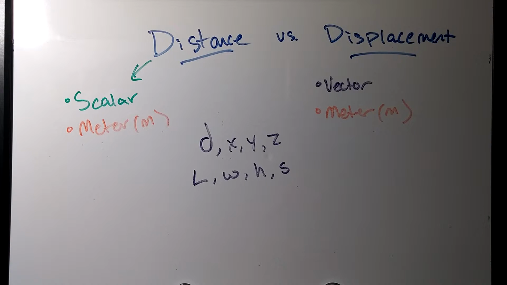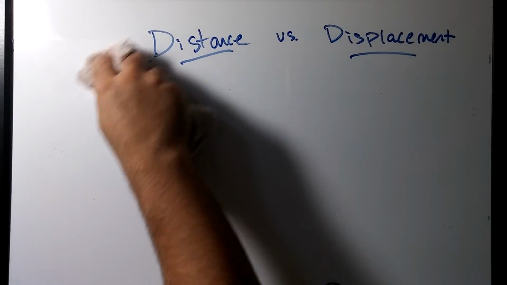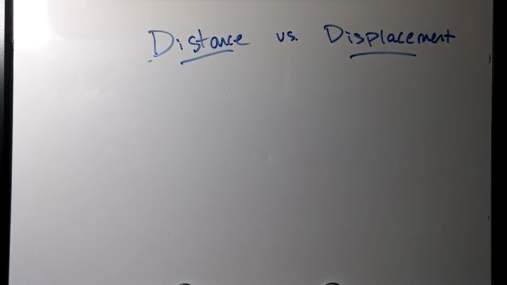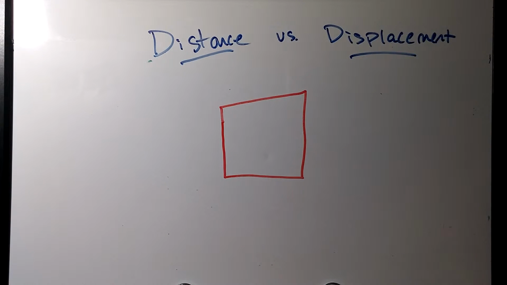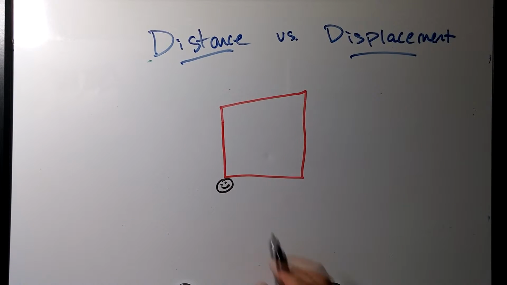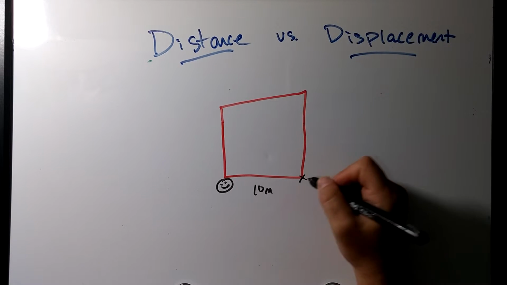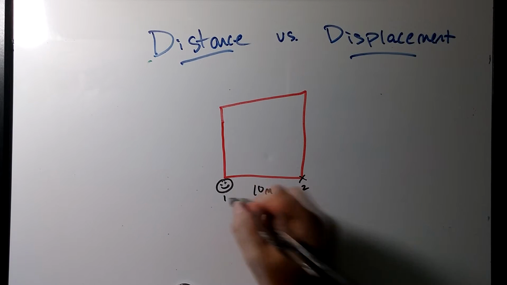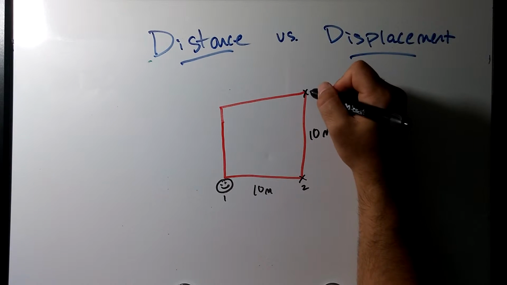Let's go through and try to give some better examples as to why distance and displacement are not the same thing. Because remember, distance is a scalar term. We don't care about direction. And displacement is a vector term. So let's use an example. Let's say you are walking around a block. Maybe you're not going all the way around the block. Let's say you start right over here, and you go along this portion of the block, 10 meters. So here's position 1, here's position 2. And then you head up this way, 10 more meters. So here's your final position.